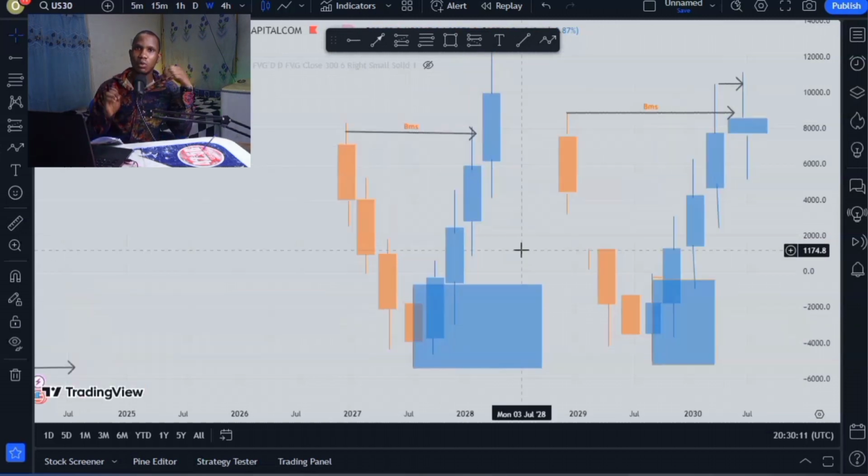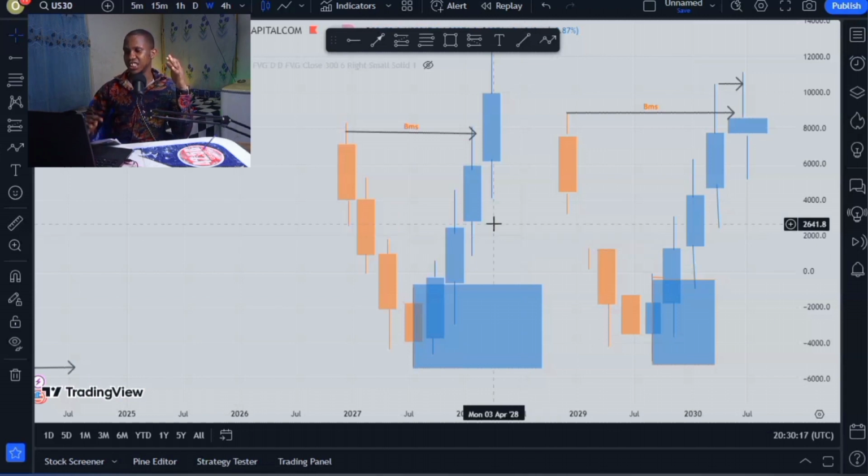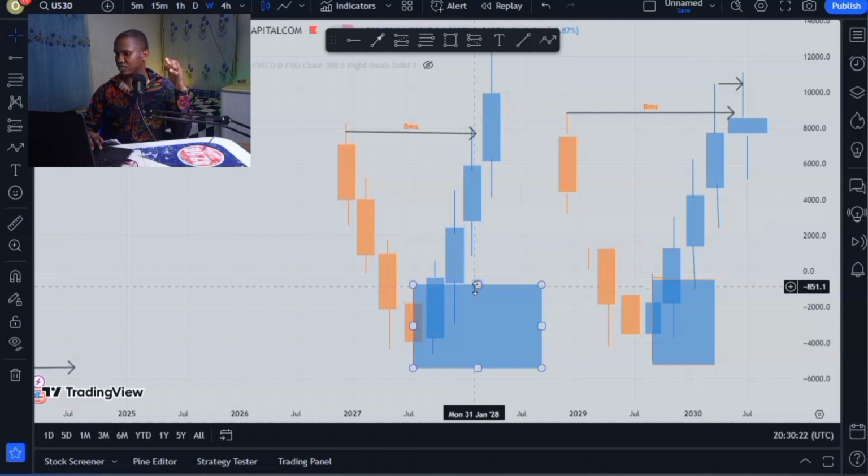So guys, how do we spot this? I think the number one place to start looking for these is the recent place where institutions moved the market, which is the recent imbalance, which is this zone, and the order block, which I taught you in another video, along with break of market structure.